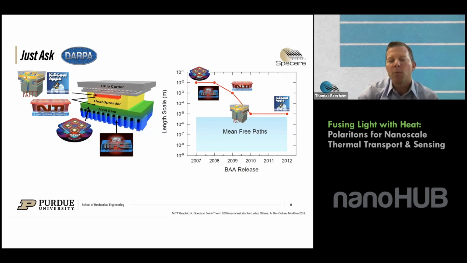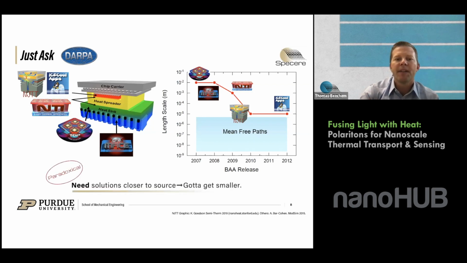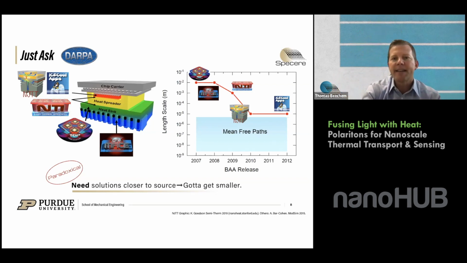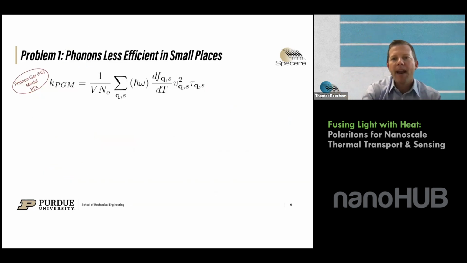So there's a problem. We need to do something different. And I want to show you that this is just a general problem, because not only do we need solutions closer to the source, if that's the case, they've got to get smaller. And getting smaller means they're going to get worse, even though we need them to get better. So it's paradoxical. And it's not just a problem specific to one material. It's a problem that's specific to materials in general.